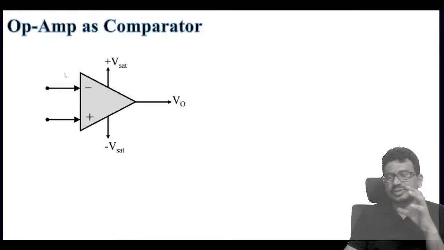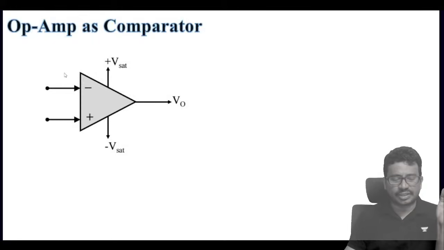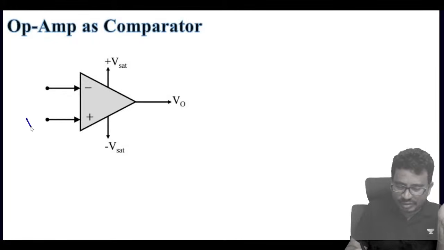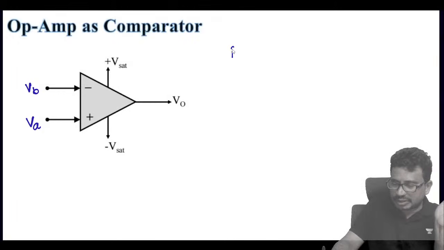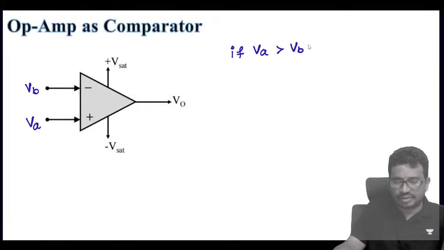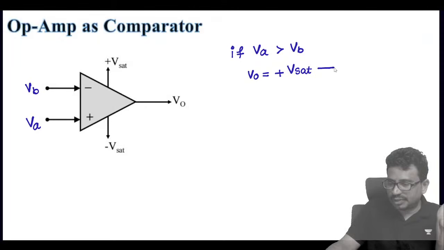Next, comparator. The op-amp will behave like a comparator of the input signals. If I call this VA, VA is the positive terminal, VB is the negative terminal. So how will it work as a comparator? If VA is greater than VB, then the output voltage will be plus V saturation, plus V sat. And plus V sat means what? Logic high, that means the output will be logic 1.